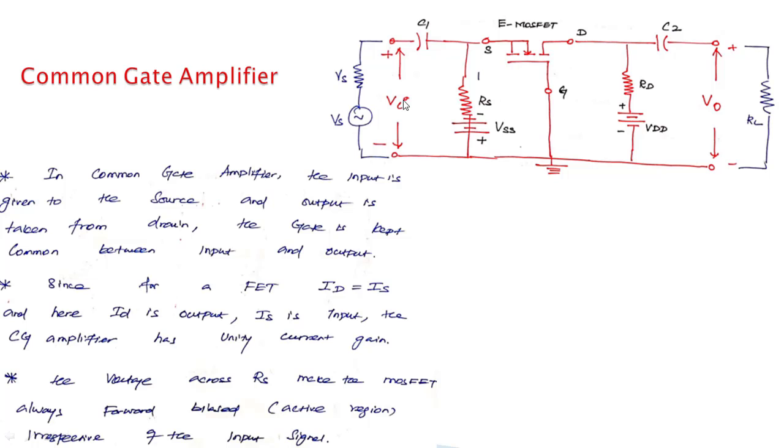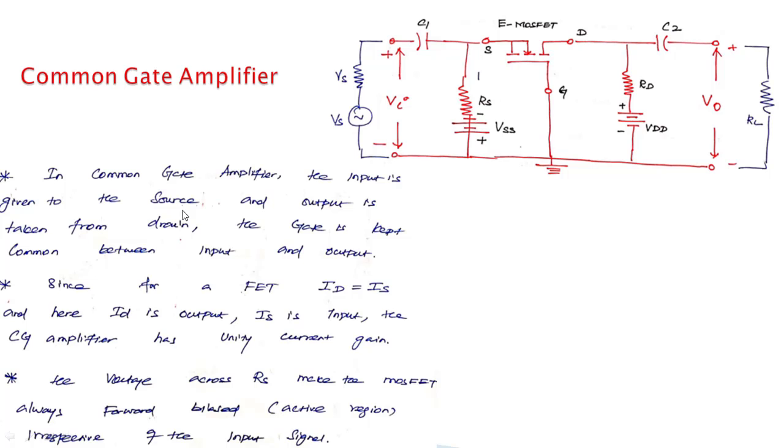We took only the input voltage Vi and the output voltage V0. So note that here the input current is IS, the source current, and the output current is ID, the drain current. For a MOSFET family or FET family, JFET, MOSFET, for any other FET family, the drain current is equal to the source current. Not approximately equal, just equal. So the source current is equal to the drain current, so the input current is equal to the output current.